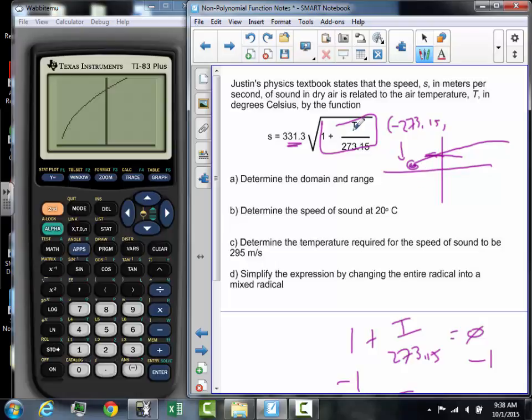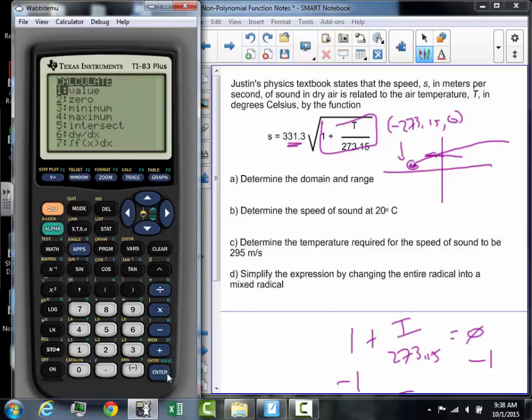It is actually 0. If I plugged in negative 273.15 right here, this would all give me negative 1. When you do 1 plus negative 1, it would all go away, making it 0. And the fact that you multiplied 0 by 331.3 means that that's the lowest point you get. If I were to go second, calculate the value and type in negative 273.15, it will actually tell me that y equals 0.